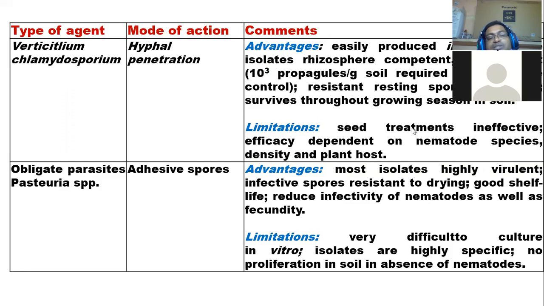If the seed treatment is ineffective, it means that from time to time, when the crop is there in the field, you have to inoculate. And obligate parasite, another one is Pasteuria. With an obligate parasite, there will be a problem. Only when the crop is there will it be there. Otherwise, the biocontrol agent will not be there, right? So that's the thing.